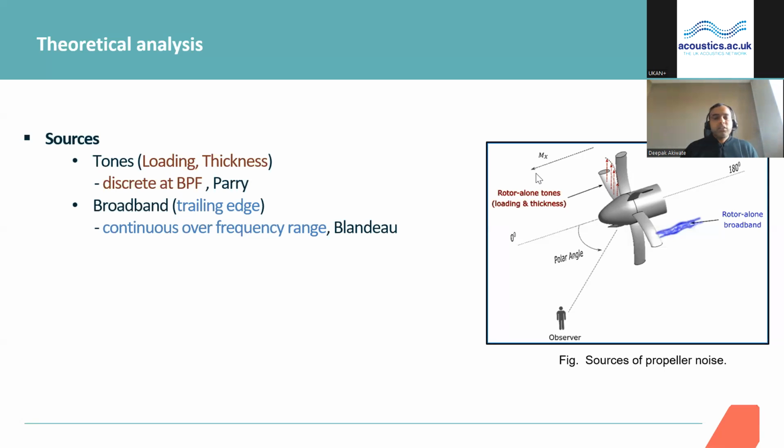And the next one, we have the broadband noise, which is due to the scattering of turbulent boundary layer at the trailing edge of the blade, and which is continuous over the frequency range. And for that, we use Amiet's model to estimate the broadband noise.